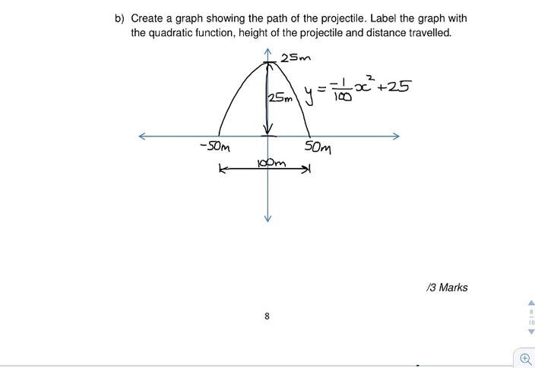3 marks, you'll have 1 mark for the shape of the graph, 1 mark for the domain. By the domain, what I'm referring to is the fact that our graph doesn't go below the x-axis. We stop here and we stop here. Your projectile cannot fall below what is seen as ground level or the x-axis. So you can't go any lower than this. The last mark is given for your labeling.